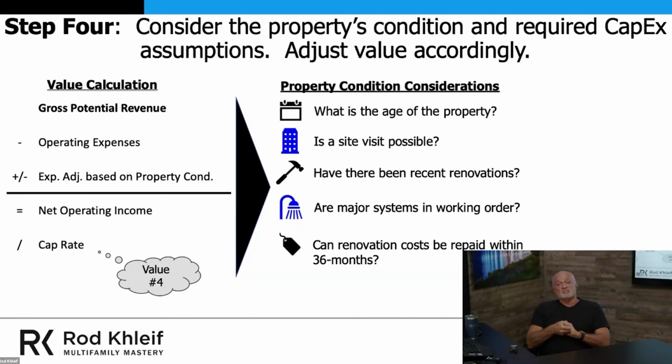But the fourth question is, are all the major systems in working order? Super important. This is what you do in due diligence. If there's any question about anything when you're doing your property inspections, check the electrical, the plumbing, the sewer lines, the building structure.